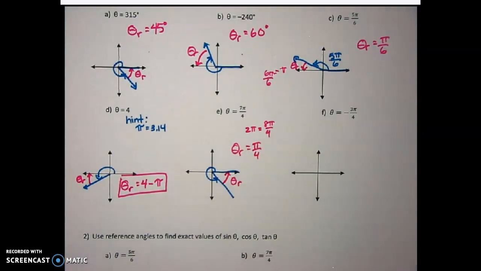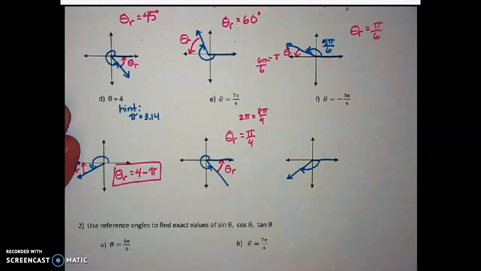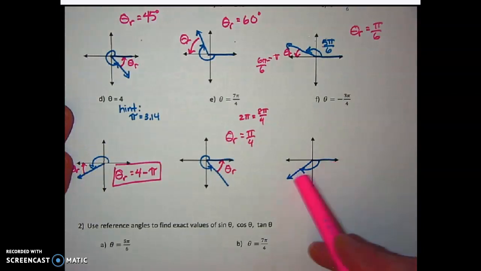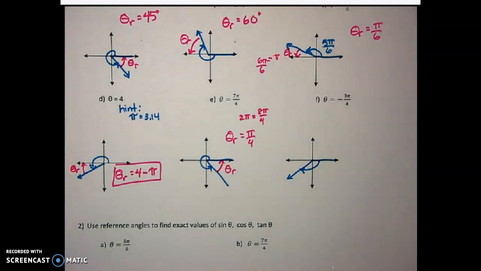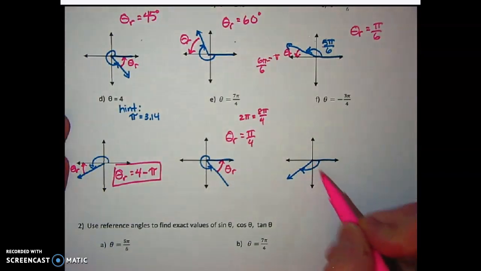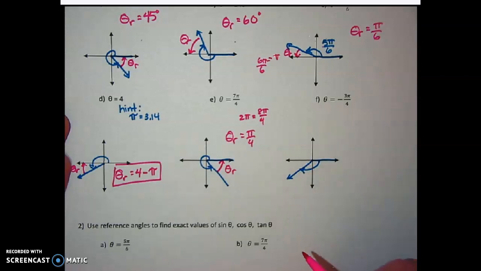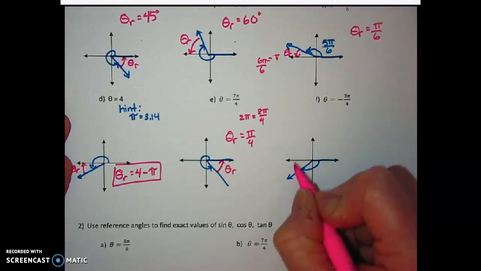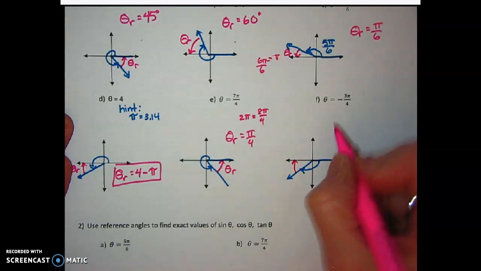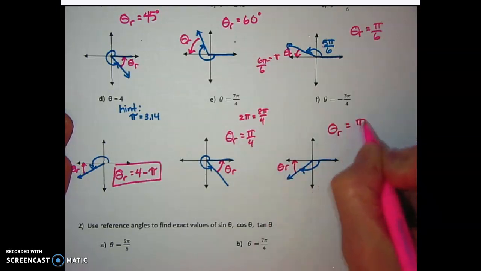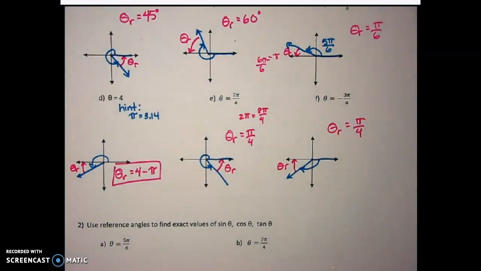Once again, please pause the video and draw negative 3 pi over 4. On this one, don't forget we have to move in the negative direction, which is the clockwise direction. And again, if we just think in terms of fractions, we have 1/4 pi, 2/4 pi. This is going to be our 3/4 pi. How far do we need to go to get up to a whole pi? Our reference angle, theta sub r, is pi over 4.